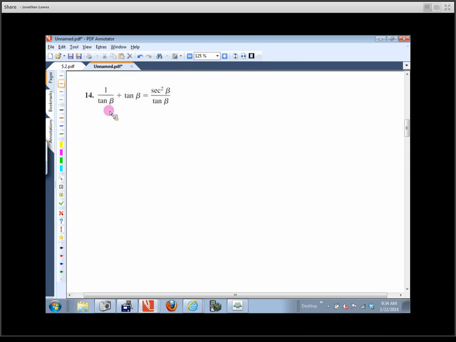So let's take this and write this as 1 over sine beta cosine beta plus sine beta cosine beta. Right? That's just using a quotient identity. What can I do with this one right here? It's a number divided by a fraction. Do we ever divide by a fraction? Times by the reciprocal. So this is going to be cosine beta over sine beta plus sine beta cosine beta. Right?